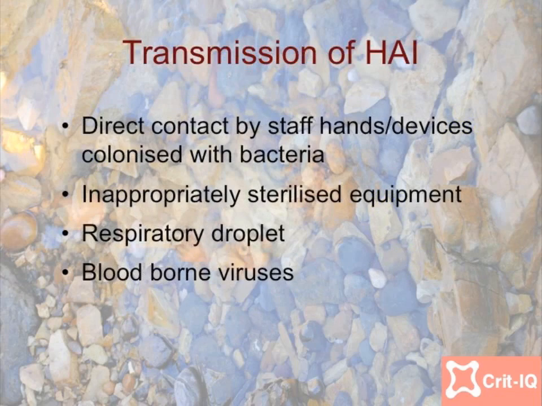The transmission of hospital-acquired infection can be by direct contact between staff and patients, where they have their hands or devices colonised with bacteria. It can also be through inappropriately sterilised or cleaned equipment, and then uncommonly through respiratory droplets, or very rarely through blood-borne viruses.